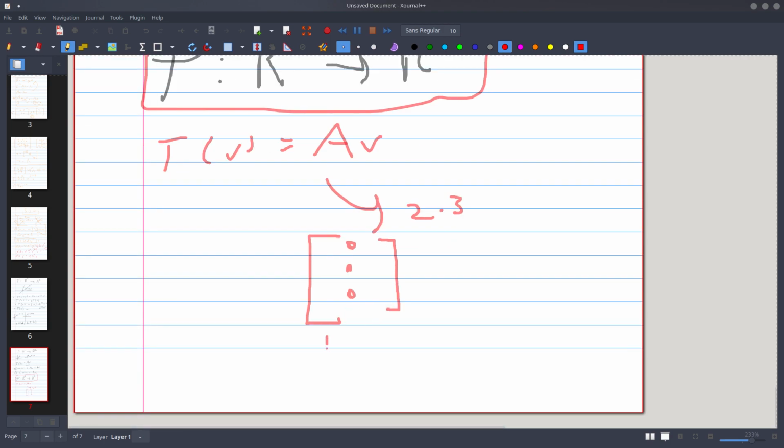And so this is 3 by 1. So in terms of symmetry, this matrix needs to be something by 3. It needs to have 3 columns, at the very least. And the result needs to come out in R2. So the result needs to look like this.